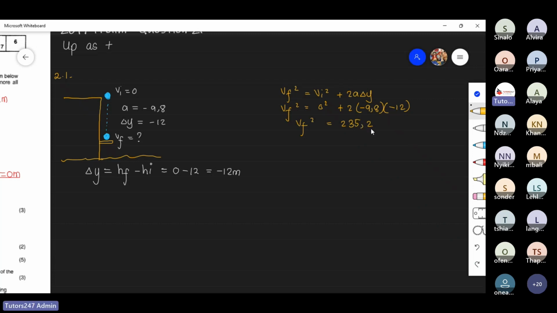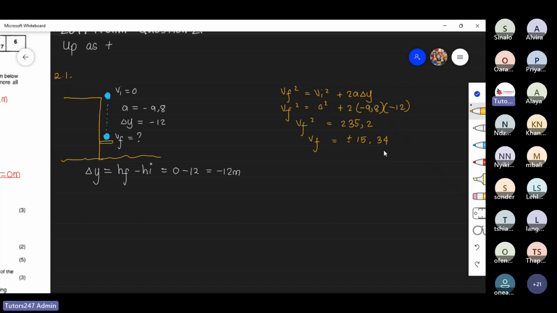From here, we can square root both sides. So once we square root our right-hand side, that should give us a value of 15.34. But keep in mind, because we've square rooted, it gives us a positive and a negative value. So we end up with positive and negative 15.34. So we now need to identify which is the correct value to take. Are we going to take the positive value, or are we going to take the negative value?